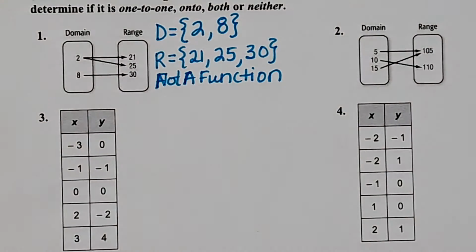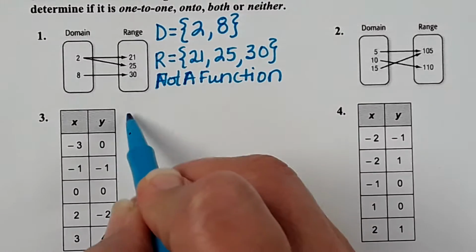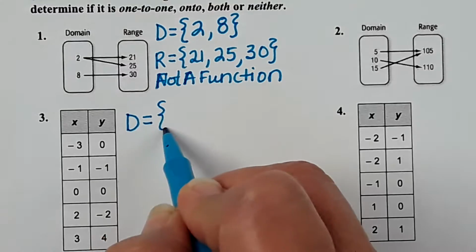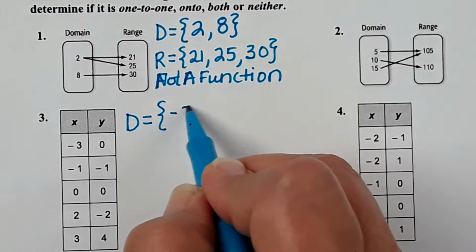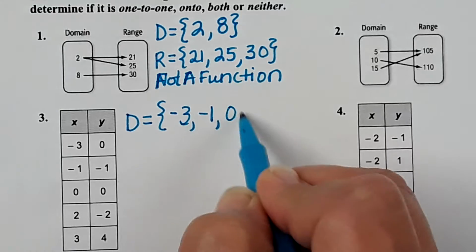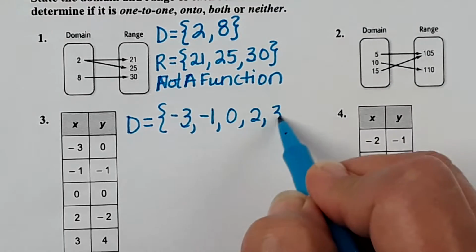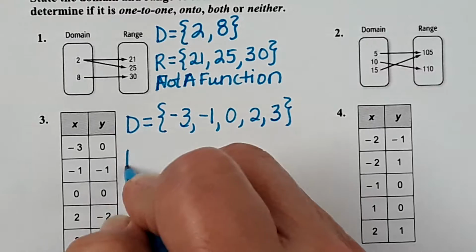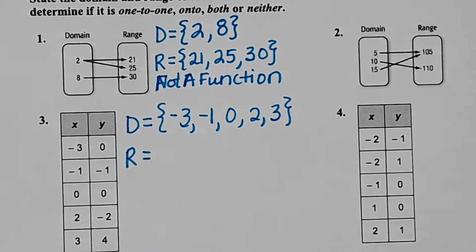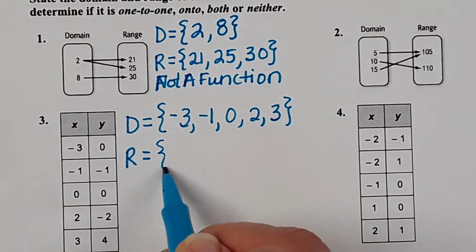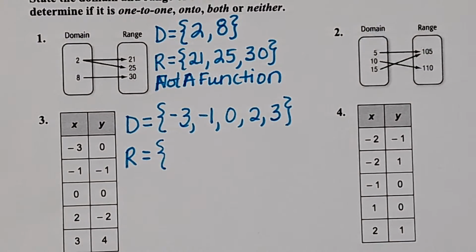Since I have 3 showing, we're going to do number 3. Okay, so for number 3, what is the domain? The domain tells me right away that it's a function. I'm going to put the range because the range is going to help me determine if it's one-to-one or onto. But the domain tells me right away that it's a function. Okay, so who can tell me the range? And we want to put it in order from smallest to largest.